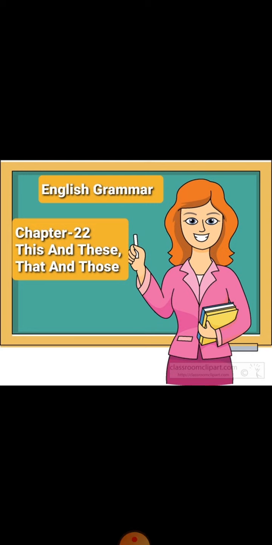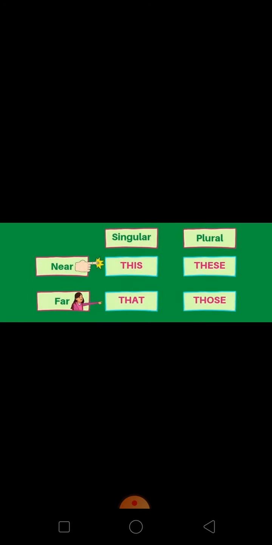So students, in English grammar, we start chapter number 22. This and these, that and those. Let me explain how to use this and these, that and those. Now students, when we are talking about singular, single things, either a person, place, animal or thing.